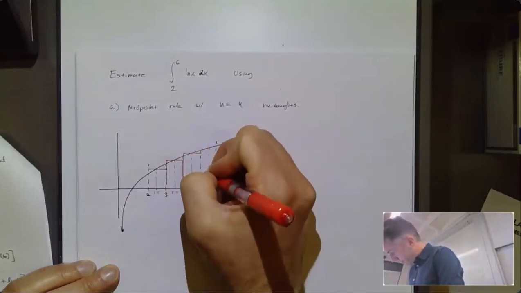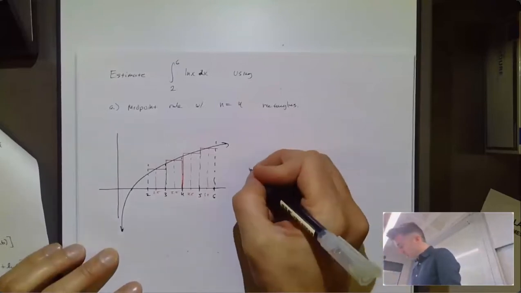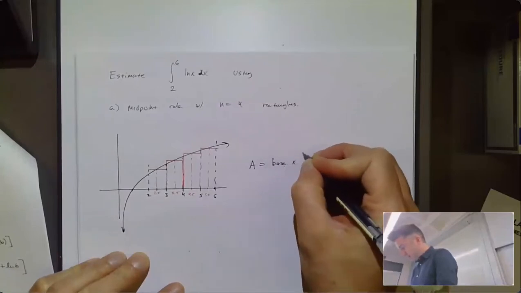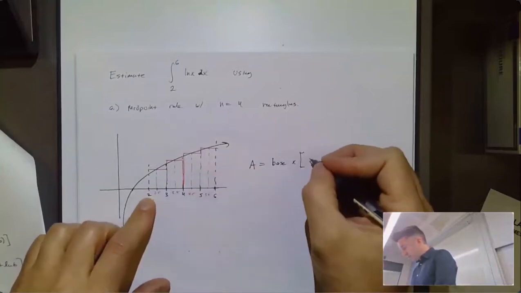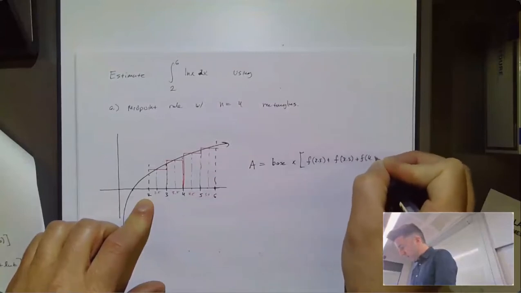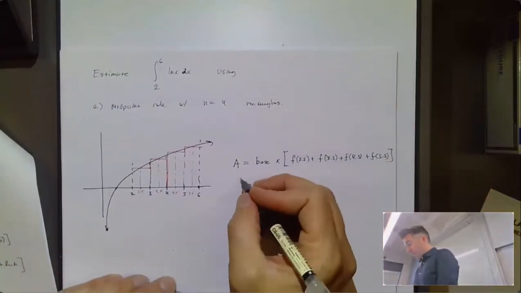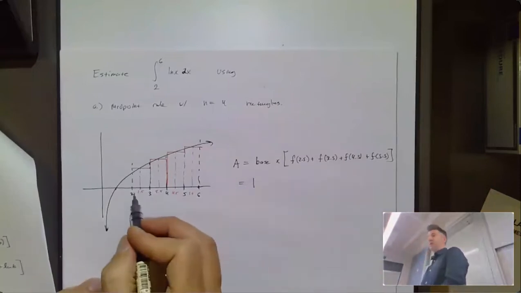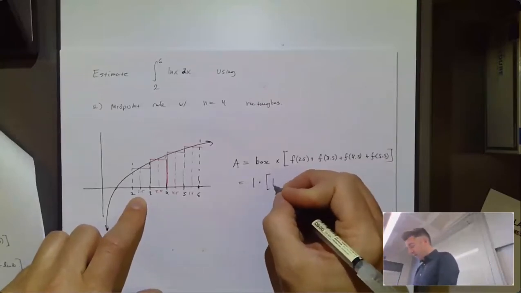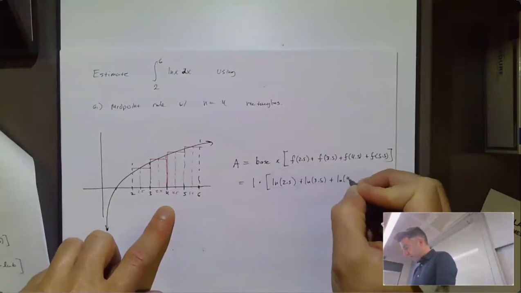So there's my rectangle. So using the midpoint rule, the area is going to be my base times the sum of my heights. So it's going to be f of 2.5 plus f of 3.5 plus f of 4.5 plus f of 5.5. In this specific example, my base is going to be 1. Each of those rectangles has a base of 1. And their heights are going to be the natural log of 2.5, and then the natural log of 3.5, and then the natural log of 4.5, and the natural log of 5.5.